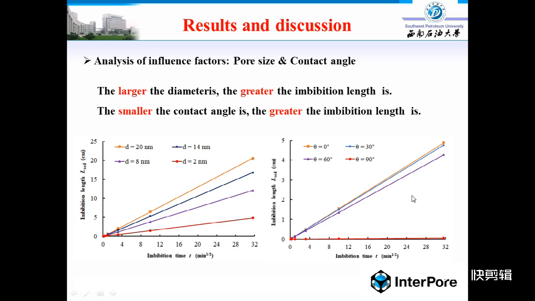We analyze the effects of pore diameter and contact angle on imbibition length. The larger the diameter is, the greater imbibition length is. The smaller the contact angle is, the greater imbibition length is. The pore size has a profound effect on the imbibition length. The water imbibes into the large pore earlier than into the smaller pore.